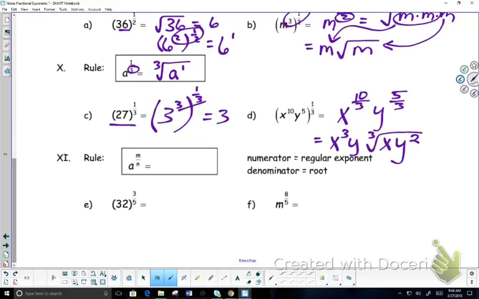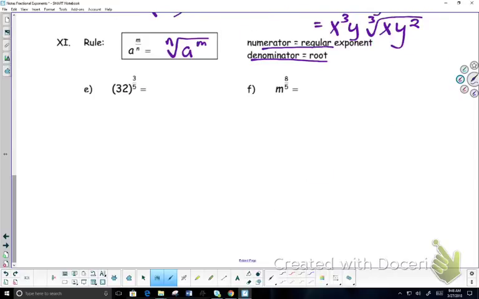So our rule goes, the numerator goes inside, while the denominator is going to be the root, okay? And here are those. The numerator is going to be the exponent and will go with your base. So now let's try a couple more of these.